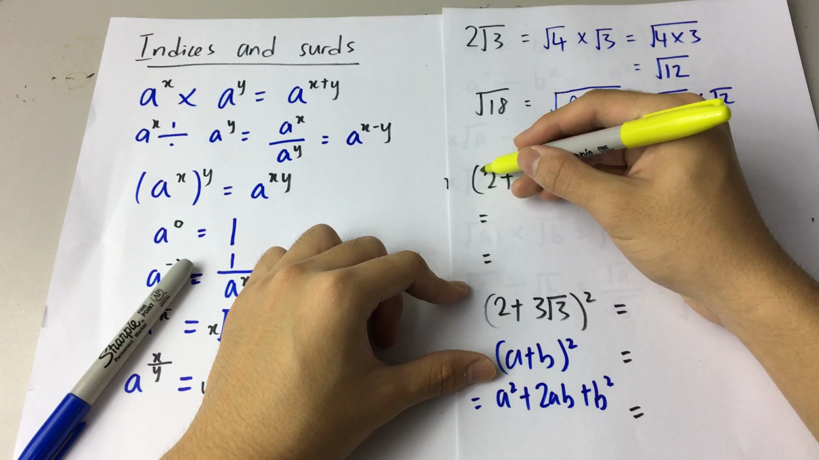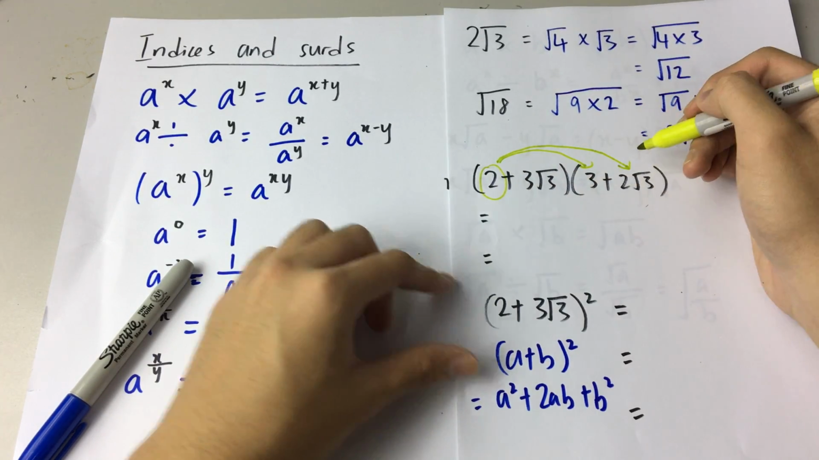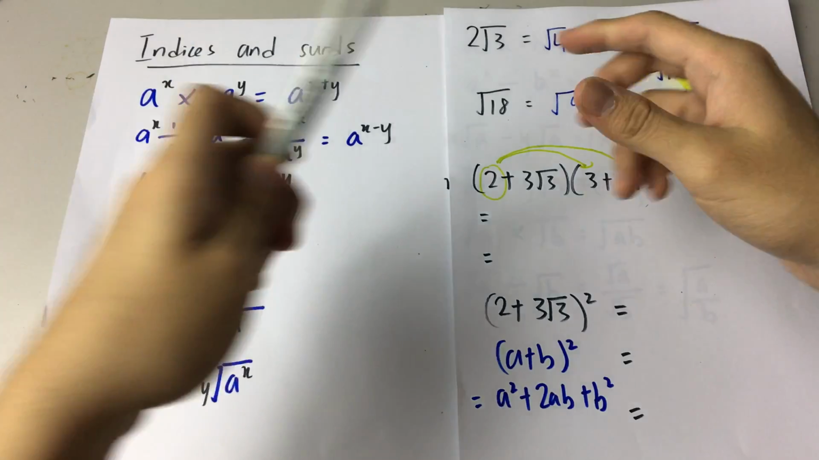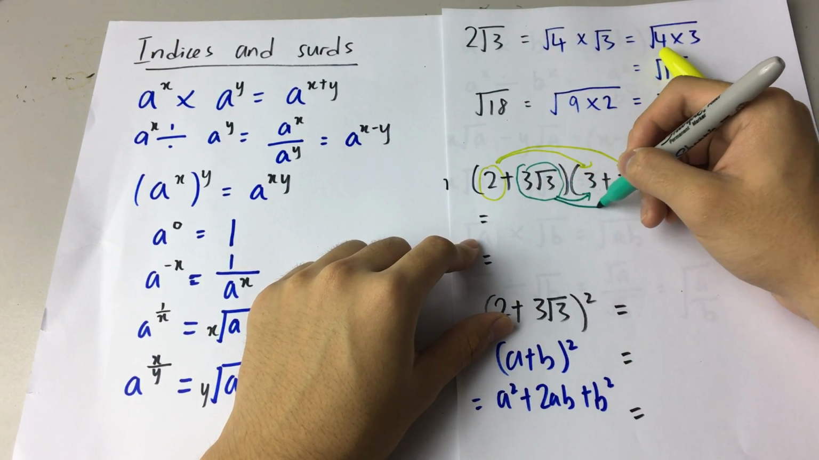Now you see for these cases, multiplication. So it's easy. You just multiply this one with this one and this one, and this one times this one and this one.